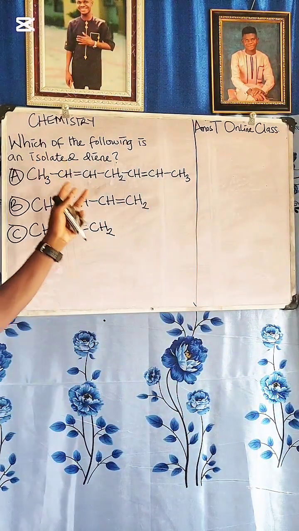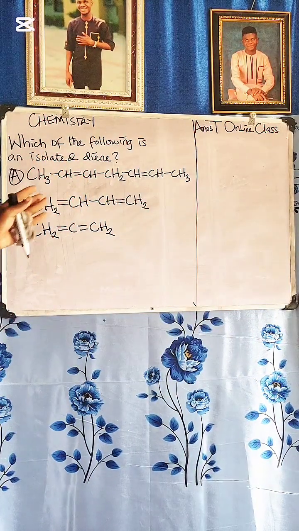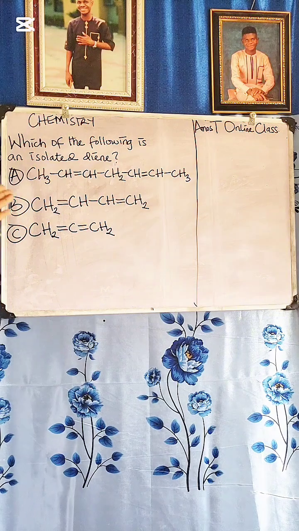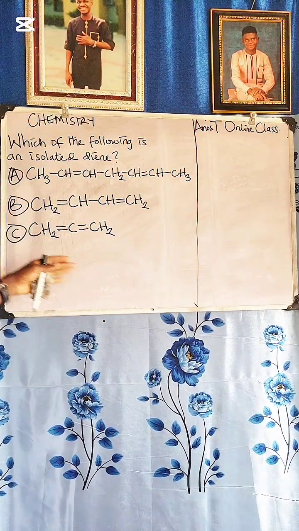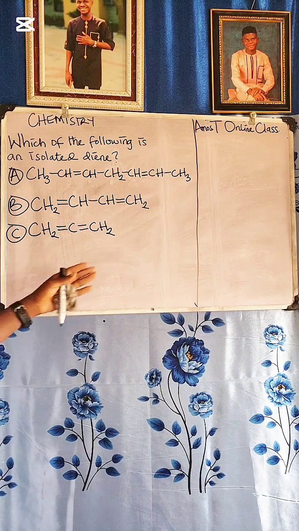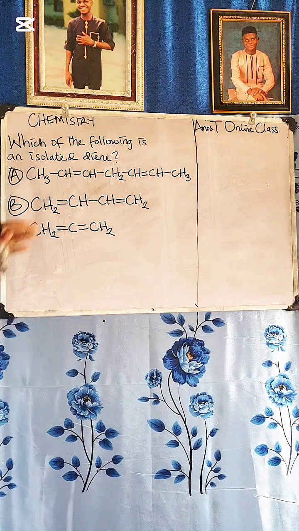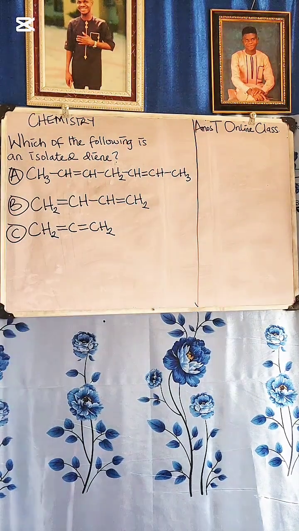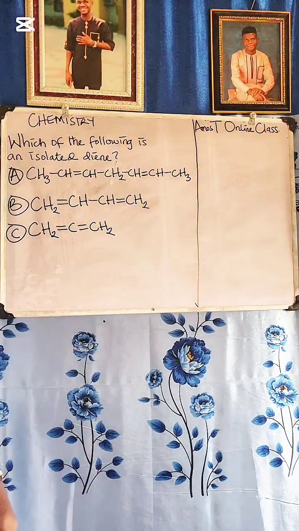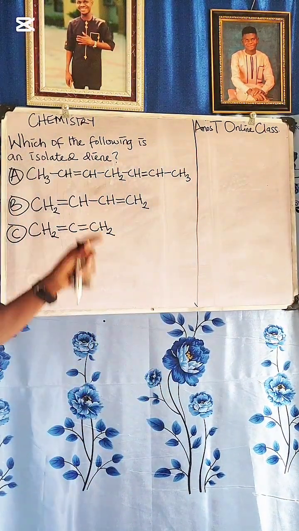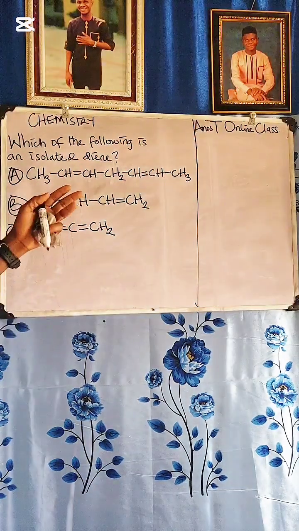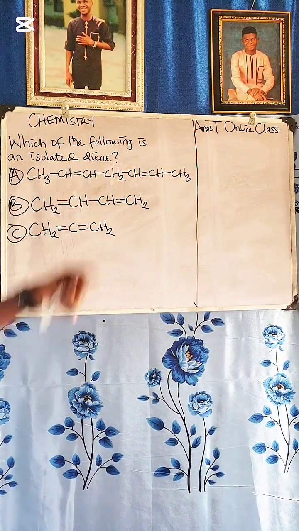Now we have some examples of dienes. Option A is an example of a diene, option B is also an example of a diene, and option C is also an example of a diene. The unfortunate aspect is that we do not know which is isolated, which is conjugated, and which is cumulated. We do not know yet, and that is why I'm here. The question says, which of the following is an isolated diene?